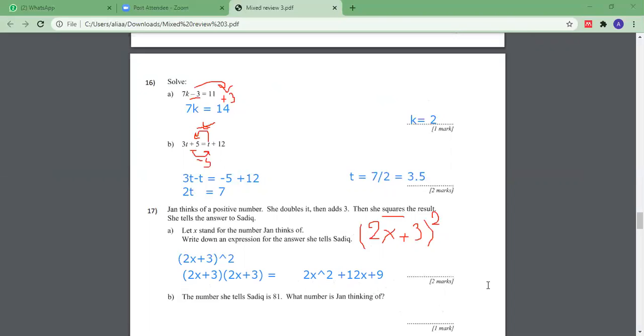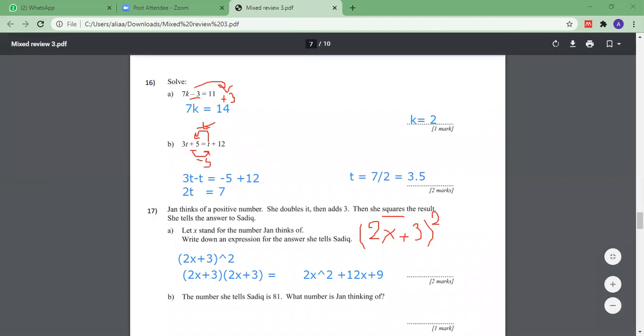The number she tells Sadiq is 81. What number is Jan thinking of? Now she told Sadiq the answer, so she means that 2x power 2 plus 12x plus 9 equals 81. Okay guys, this is expanding quadratic equations. You can leave question B because we didn't take this question yet. Okay? Let's see the next question.